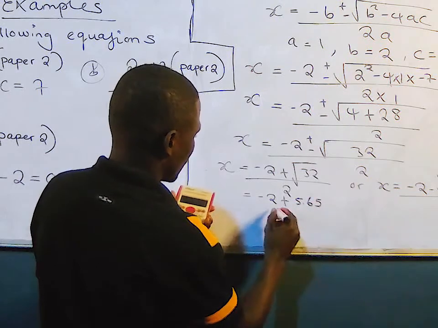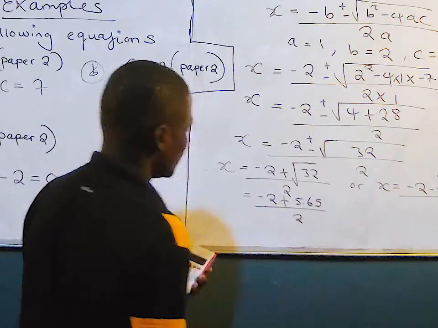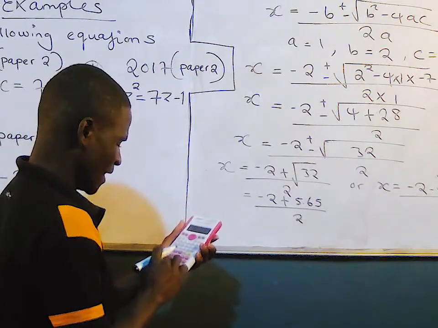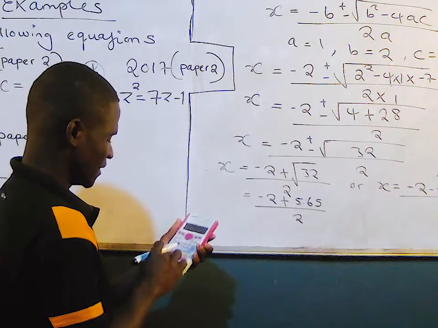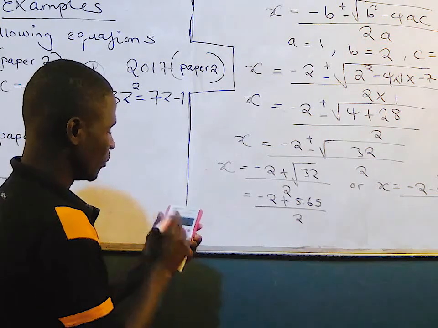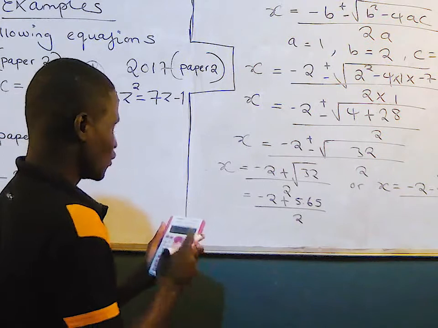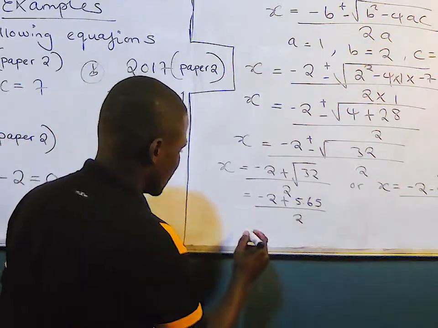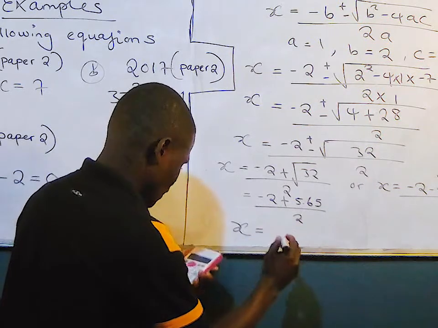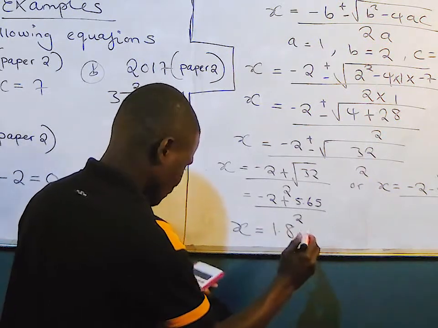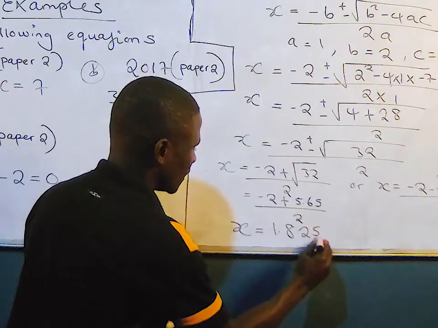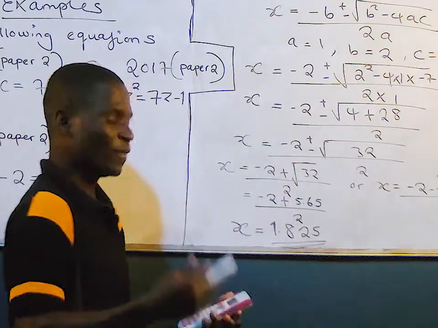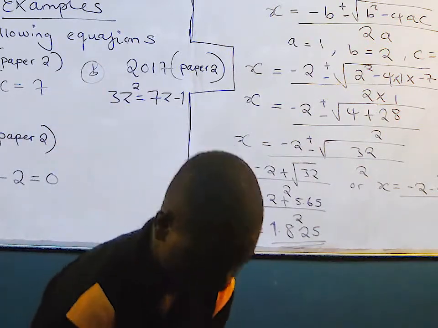5.65 over 2. So I'll just say negative 2 plus 5.65, which is 3.65. So we divide by 2. Our x first value is 1.825. During the exam they specify how many decimal places to leave it in, either 2 or 3. Sometimes you must follow the instruction in the exam.